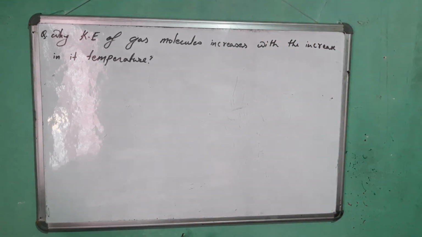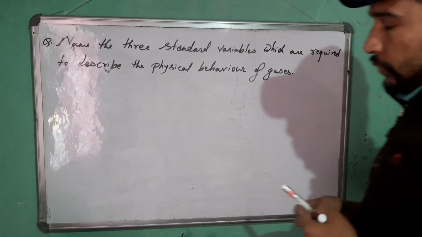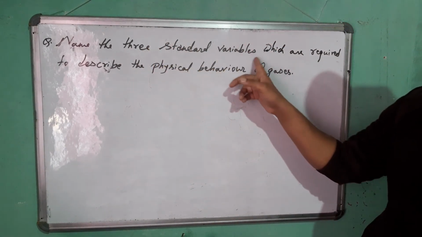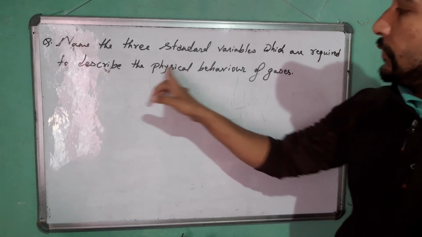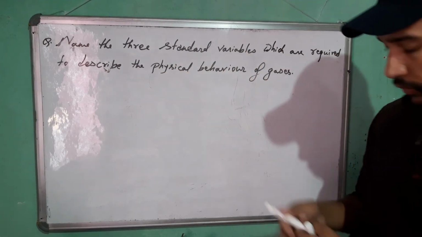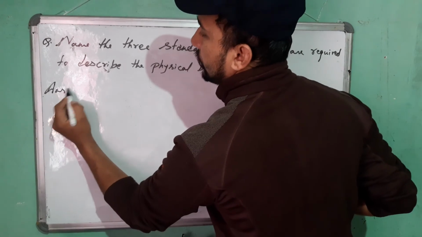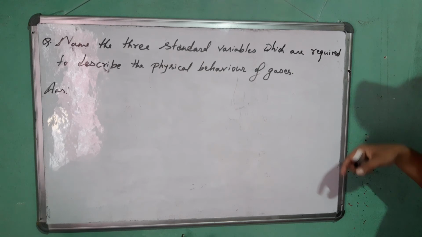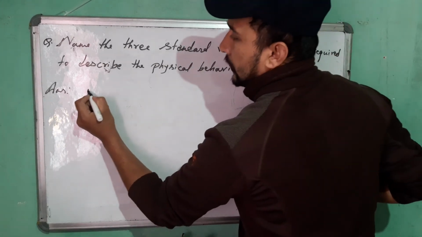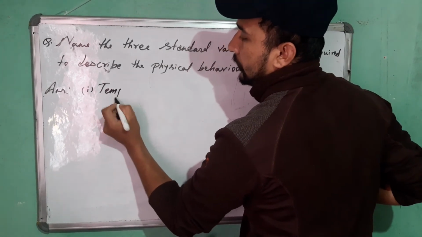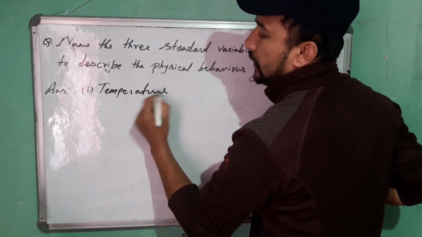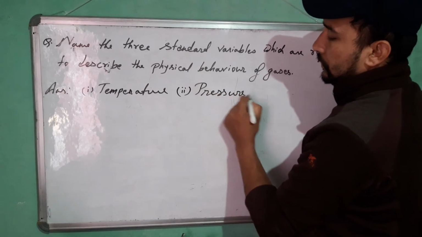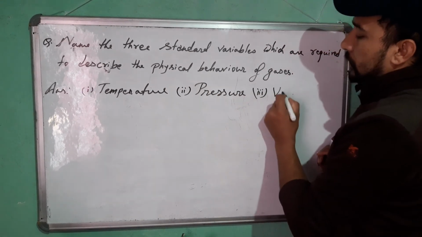Okay, now let's move to another topic. Name the 3 standard variables which are required to describe the physical behavior of gases. So answer will be: the 3 standard variables which are required to describe the physical behavior of gases are: number 1 is temperature, number 2 is pressure, and number 3 is volume.